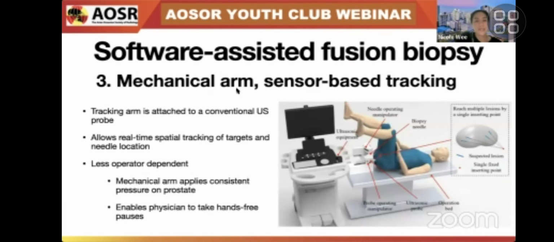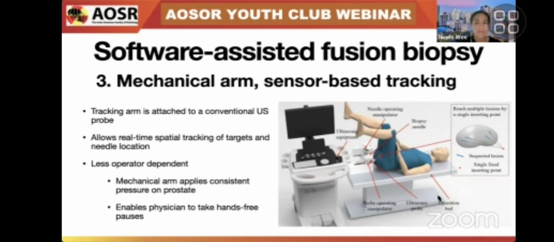The third method is similar to the second method, which I just mentioned, but it is different in that it uses a tracking arm, which is attached to the conventional ultrasound probe. Over here on the image on the right, you can see that there is an ultrasound probe that is held by the mechanical arm. As a result, this method is less operator dependent, but also relatively more expensive.